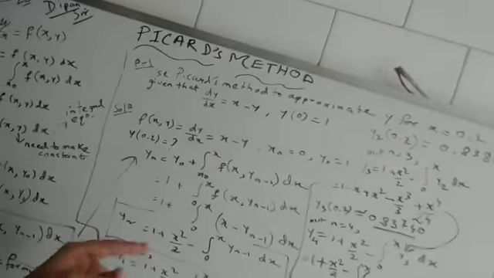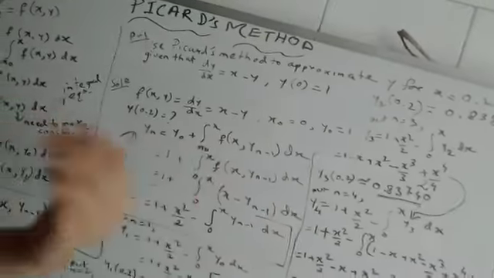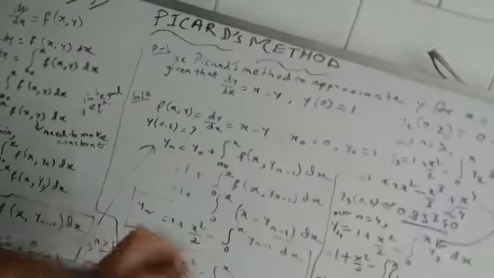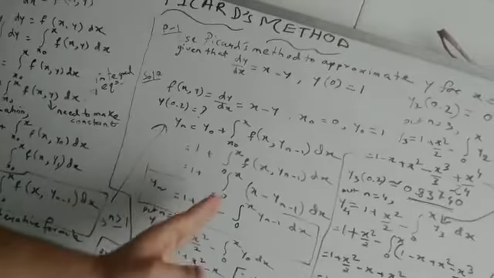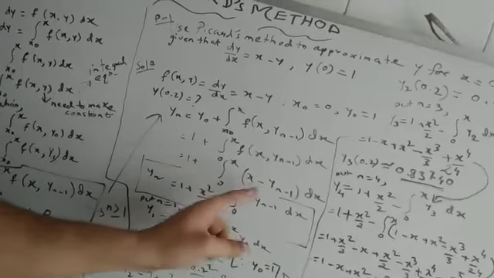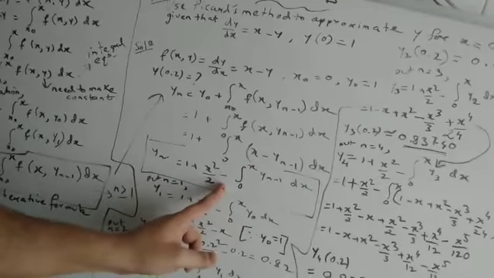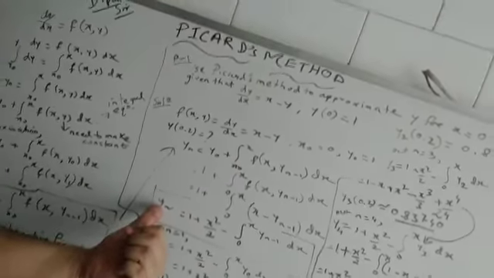Now you can take this x and dx out and integrate separately. The integration from 0 to x of x dx is x square by 2. So 1 plus x square by 2 from this part, and the other term will remain as it is: integration 0 to x of yn minus 1 dx, with the minus sign. So now leave it there. The job is to plug in the values of n.